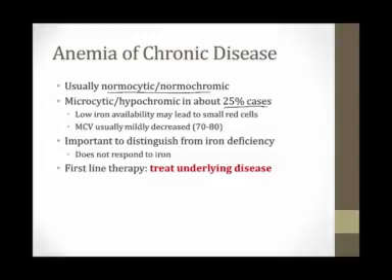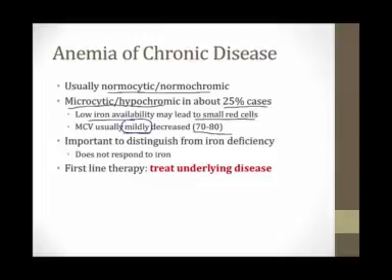However, in about 25% of cases, it is a microcytic hypochromic anemia. The reason it can become microcytic is because the low iron availability can lead to underproduction of hemoglobin and small red cells, just like we talked about before with iron deficiency. Importantly, however, the MCV is usually only mildly decreased when the cells are microcytic in this disease. Remember, mild is the key word for anemia of chronic disease. So a normal MCV is 80 to 100, and the MCV is usually above 70 in this disorder.